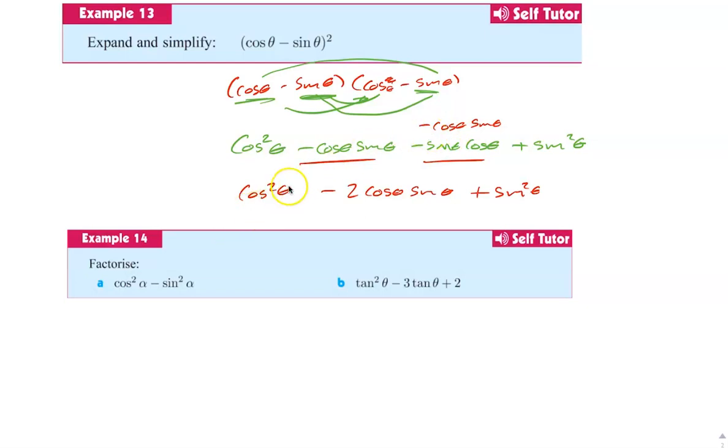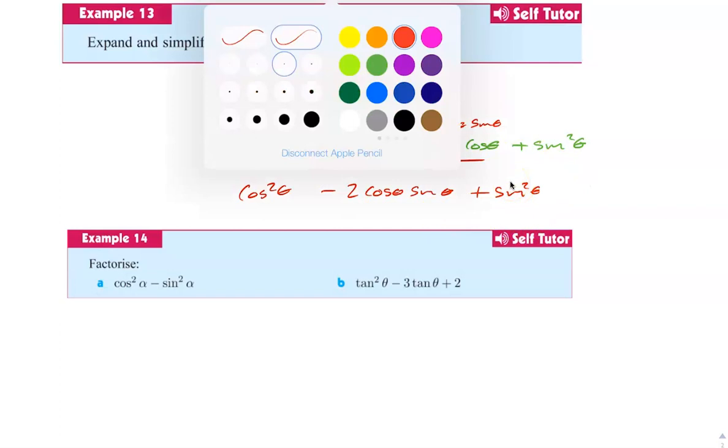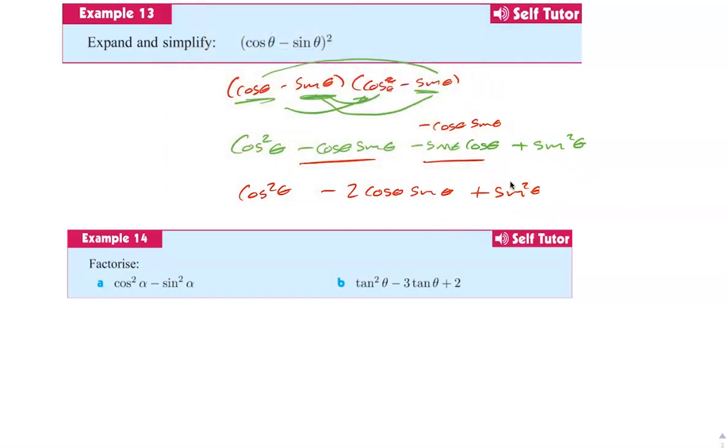You might think, what's next? Well, what do you notice? I got a cosine squared and a positive sine squared. That's a formula: cosine squared plus sine squared equals 1. So that just becomes a positive 1, and my answer is going to be 1 minus 2 cosine theta sine theta. Cosine squared plus sine squared turned into 1, so I have this and the positive 1. Let's move the positive 1 to the front to make it a little nicer. And that's my answer.